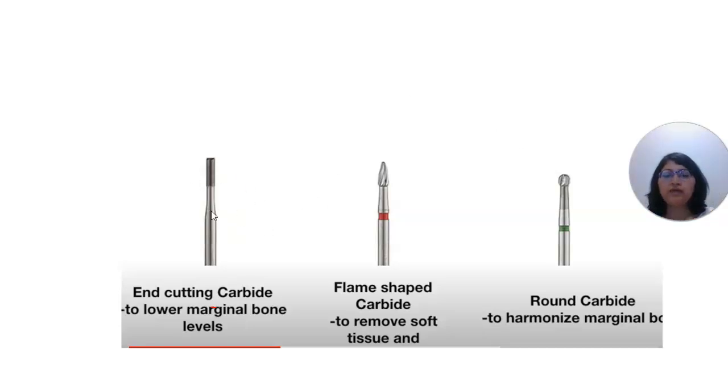So the end cutting carbide burr to lower the marginal bone levels, a flame shaped carbide burr if you have soft tissue and granulation tissue, and a round carbide burr, it could be number 2 or number 4 depending upon which location you are in, to harmonize the marginal bone. You can also find this in a book, but these are the most commonly used burrs and these are really good.